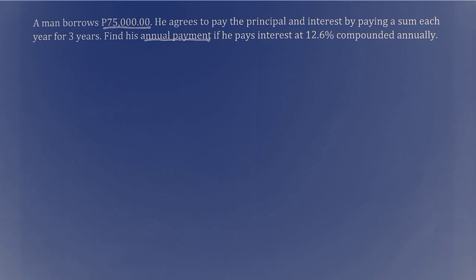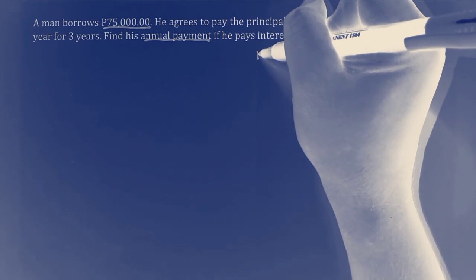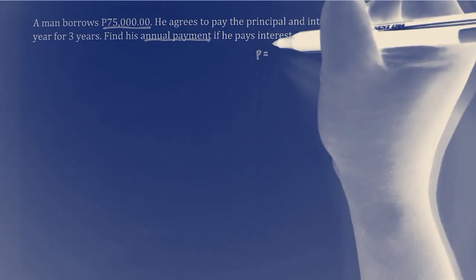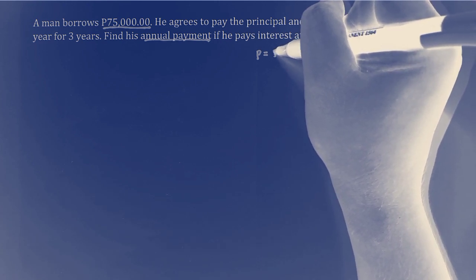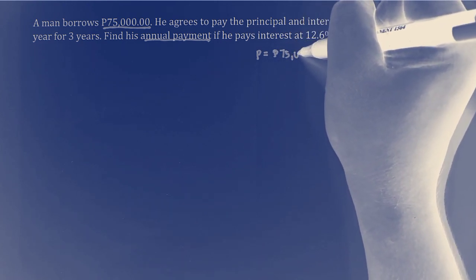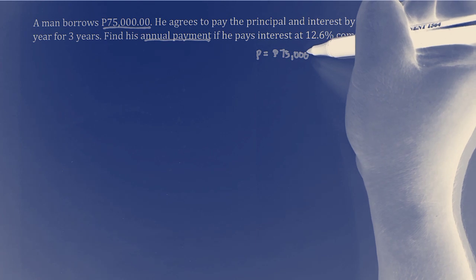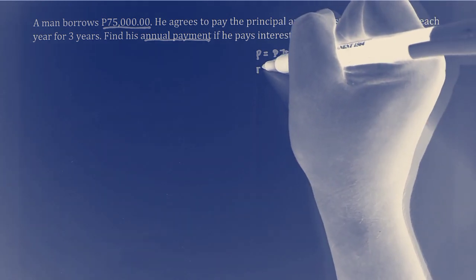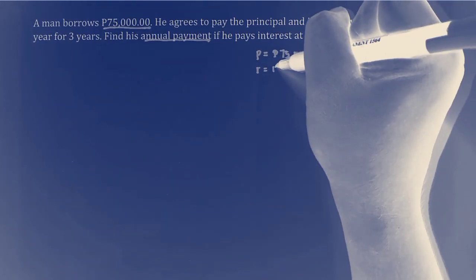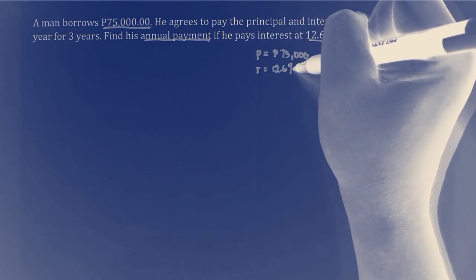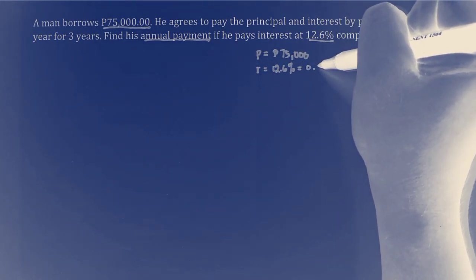So, ito yung mga kailangan natin para ma-solve natin itong problem na ito. First, yung value ng P, which is yung ating present value na 75,000 pesos. Ang next natin ay yung value ng R. Meron tayo ditong 12.6%. So, sa decimal, this is 0.126.